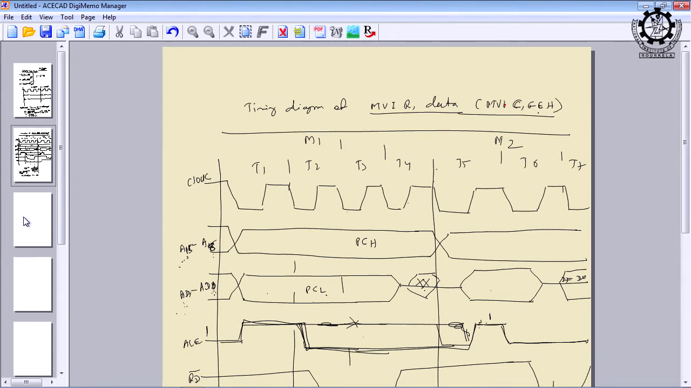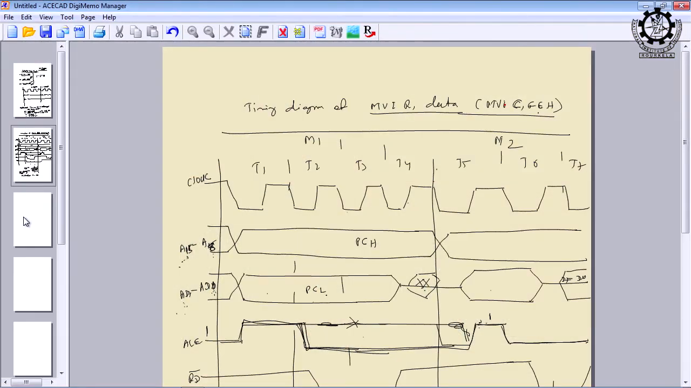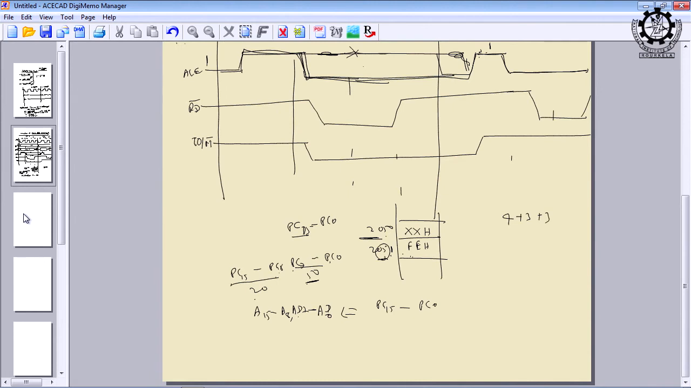So usually for the first byte it takes 4 clock periods, as I have told you, for most of the instructions. If it is a 2 byte instruction, how many clock periods will be required? 7. First one is 4 and the second byte will take 3. So if it is a 3 byte instruction, how many clock periods will be occupied? 4 plus 3 plus 3, that is 10.